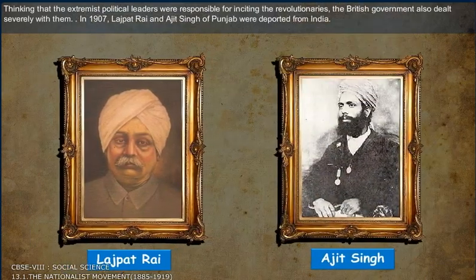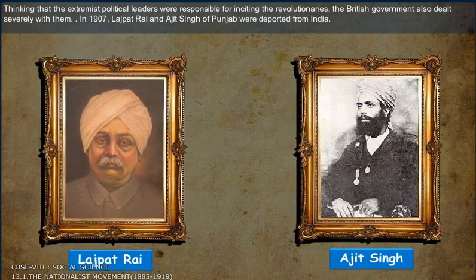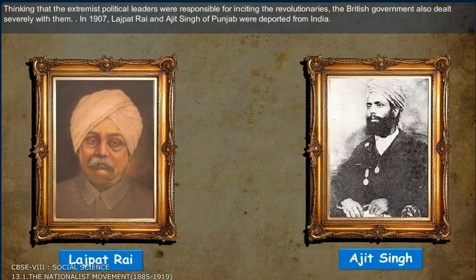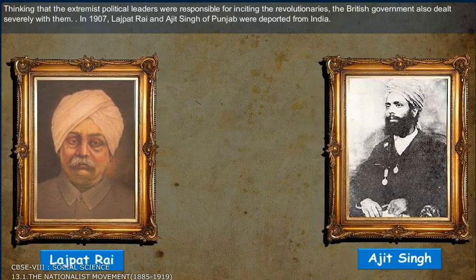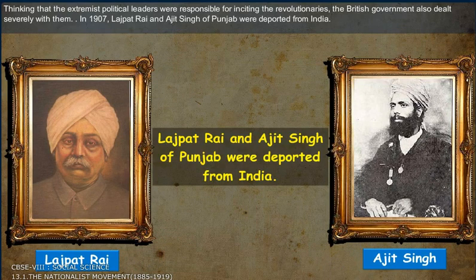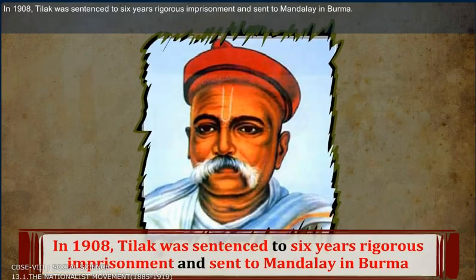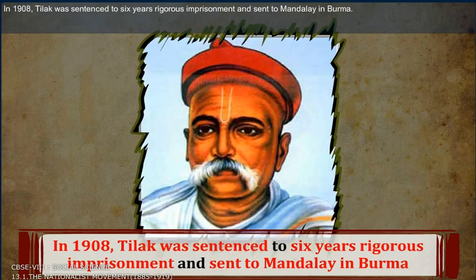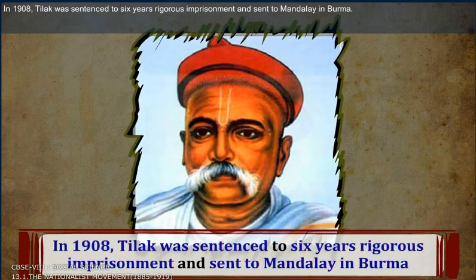Thinking that the extremist political leaders were responsible for inciting the revolutionaries, the British government also dealt severely with them. In 1907, Lajpat Rai and Ajit Singh of Punjab were deported from India. In 1908, Tilak was sentenced to 6 years rigorous imprisonment and sent to Mandalay in Burma.